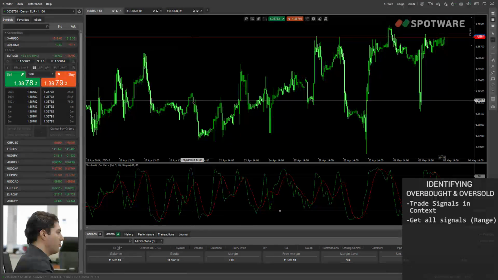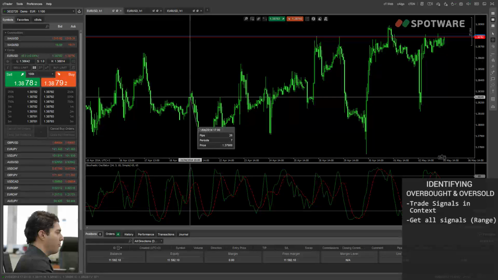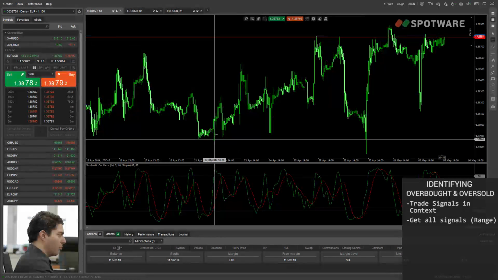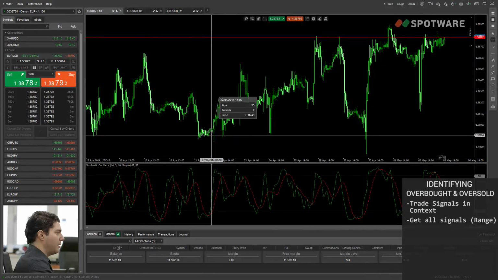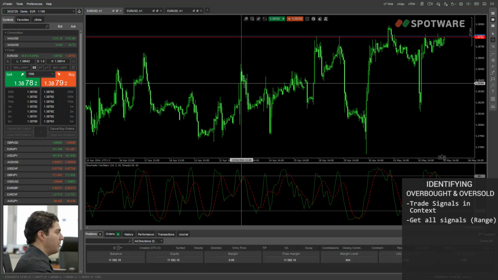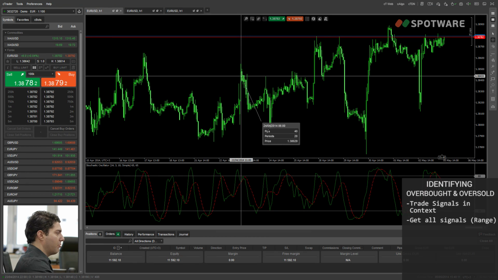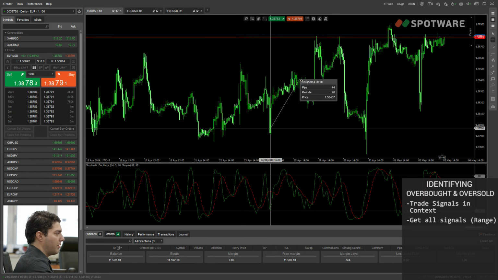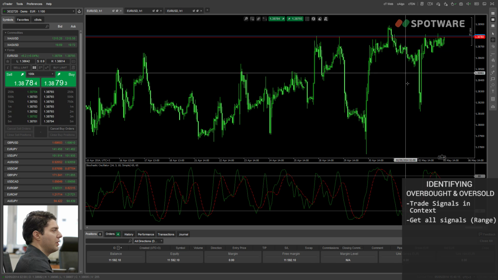So you see, you can go short here, it's considered overbought, we're going to get money. We can go long here, again we're going to make money. Here we have another short signal, again we're going to make money. Long signal, we're going to make money. You see, all the signals are very successful if the price is not trending.